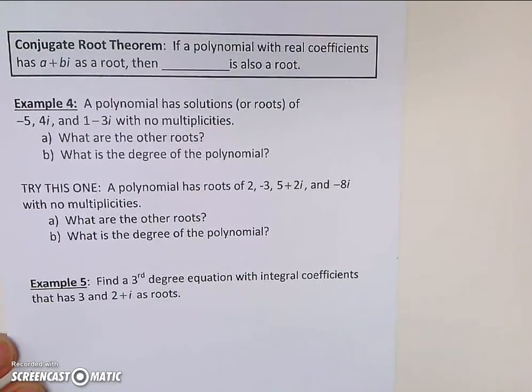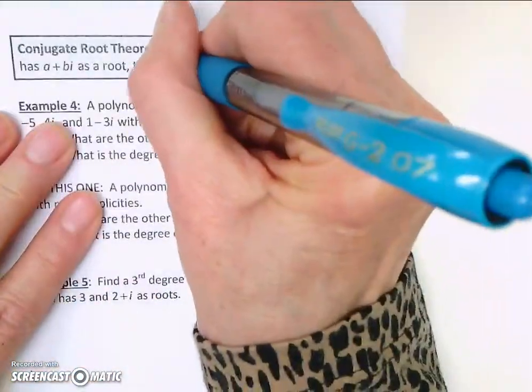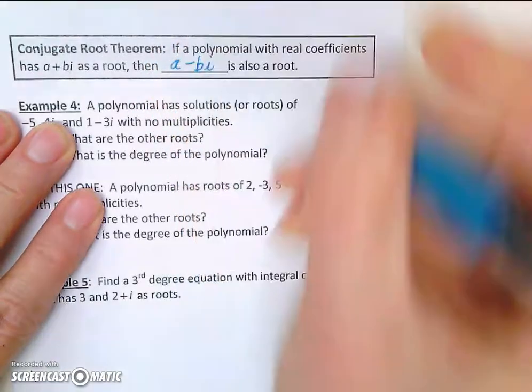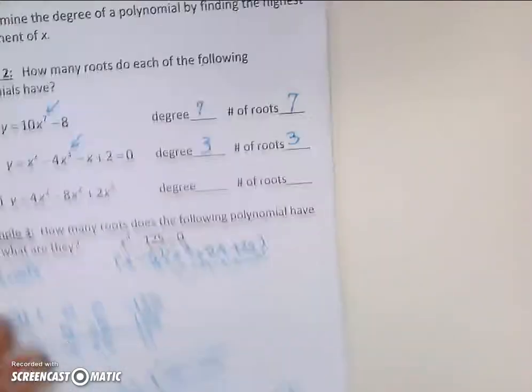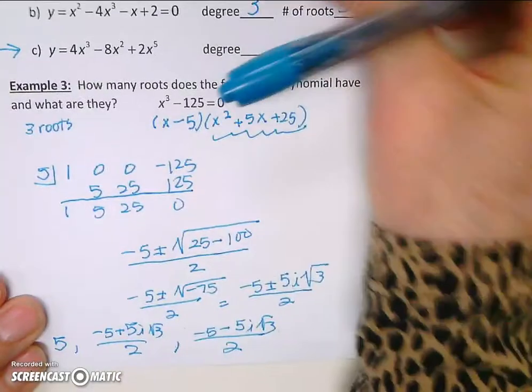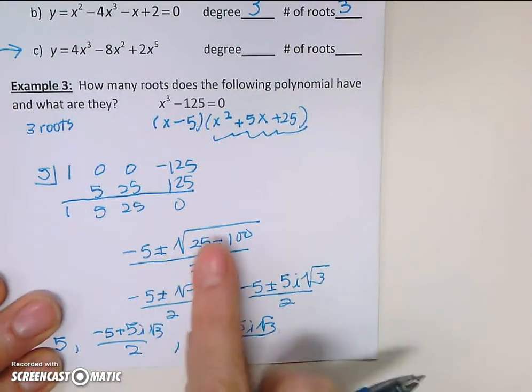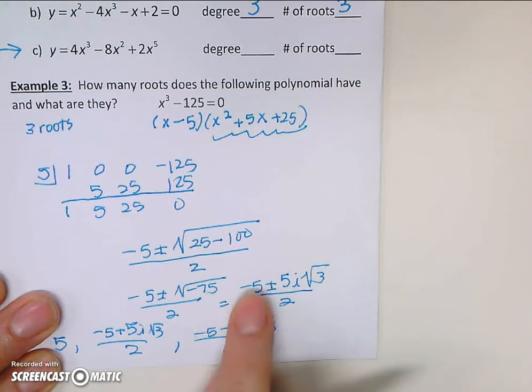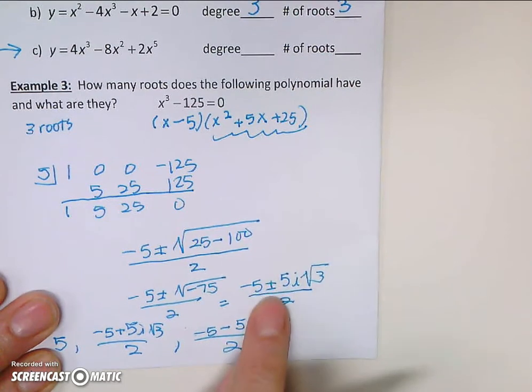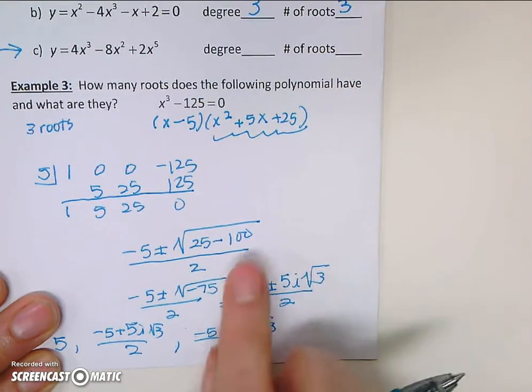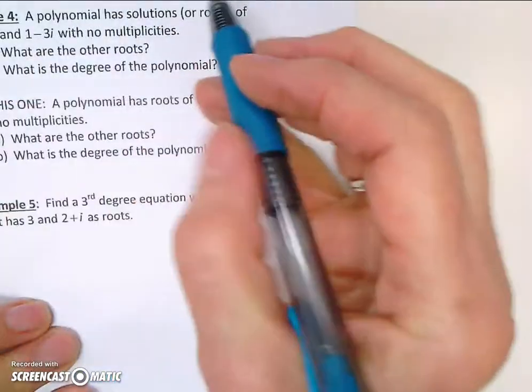So then that's going to lead us to the conjugate root theorem. If a polynomial with real coefficients has a plus bi as a root, then a minus bi is also a root. So if you think about it, whenever we have to use the quadratic formula, we have the plus or minus. And if it's going to be imaginary, then we're going to have the plus, the 5i, and the minus, the 5i. We're always going to have a plus version and a minus version. So that's the conjugate root theorem.